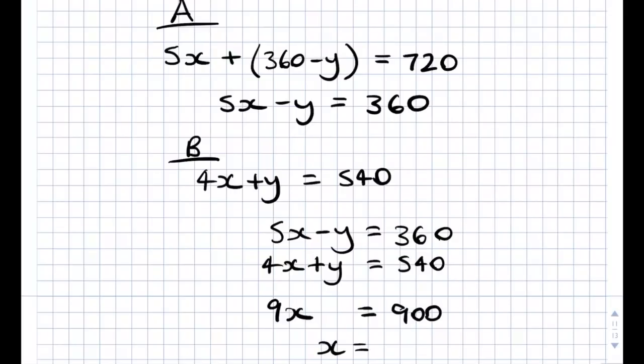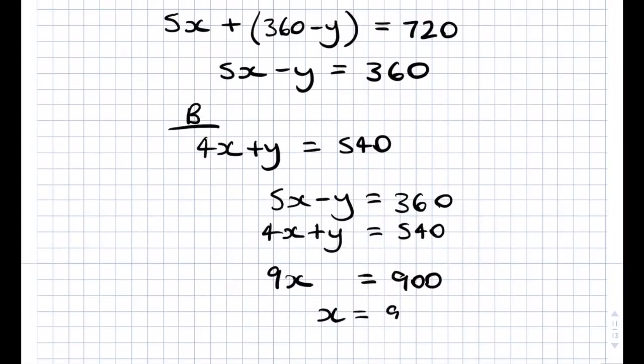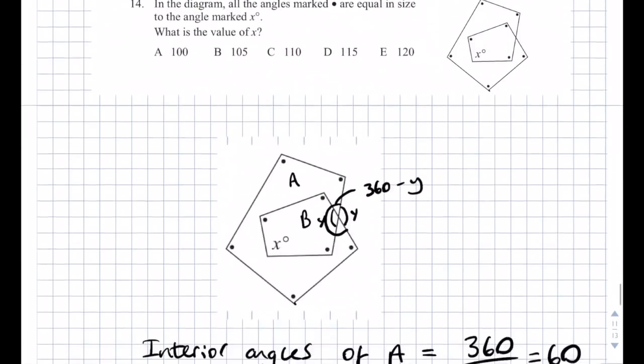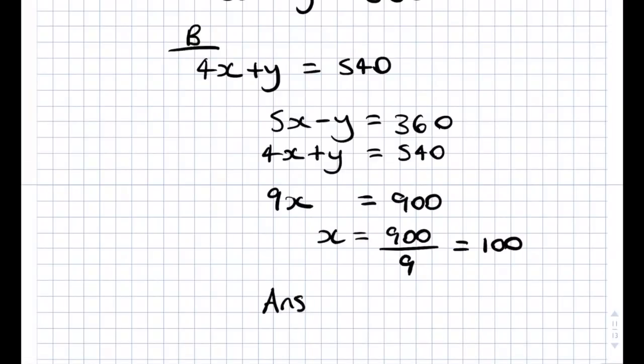And therefore, x is 900 divided by 9, which is 100. And that was the question, to find the value of x. So therefore, our answer is A.